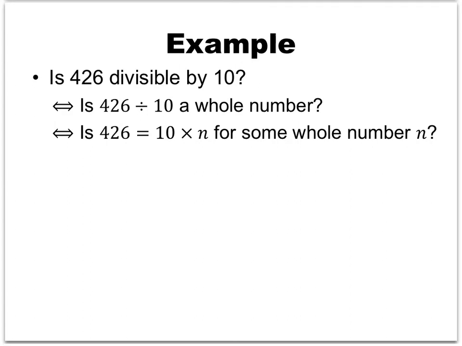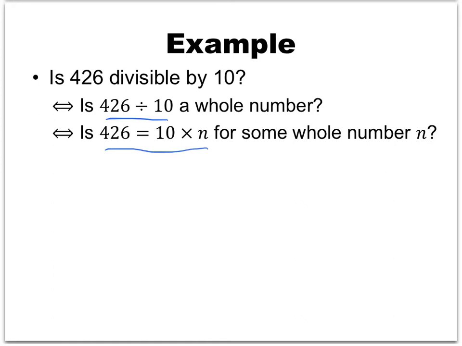So let's look at another example to motivate another divisibility test. Is the number 426 divisible by 10? Well, let's rewrite that in a couple equivalent ways. Again, the first way is 426 divided by 10, a whole number, which is equivalent to saying is 426 equal to 10 times some n for some whole number n.